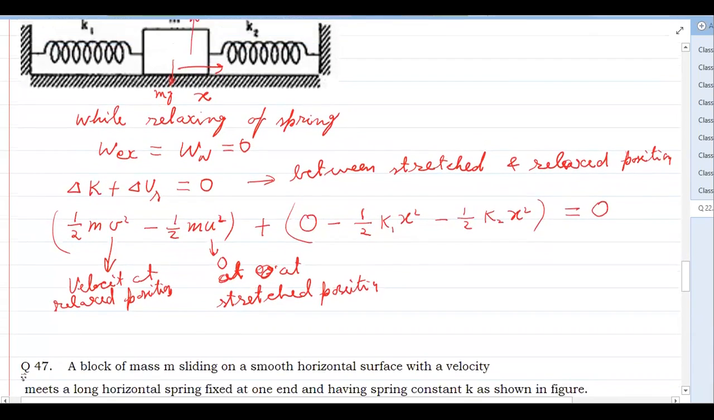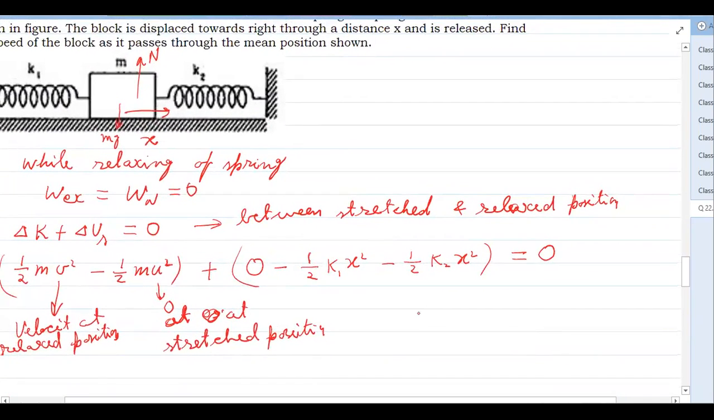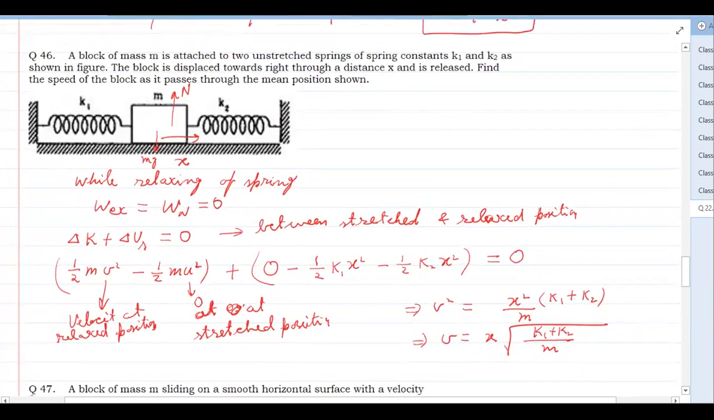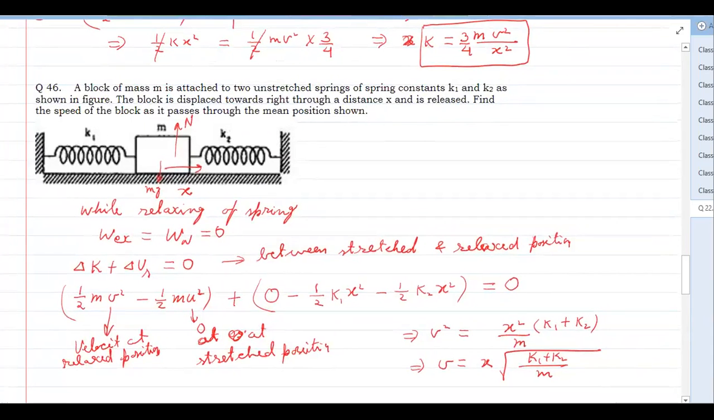So if we solve it further, we are going to get V square equal to x square times (K1 plus K2) divided by m. So V is equal to x under root of (K1 plus K2) by m. Okay, so this will be the velocity of the object when it reaches the relaxed position.